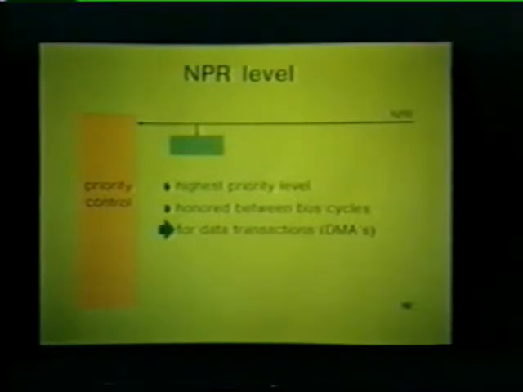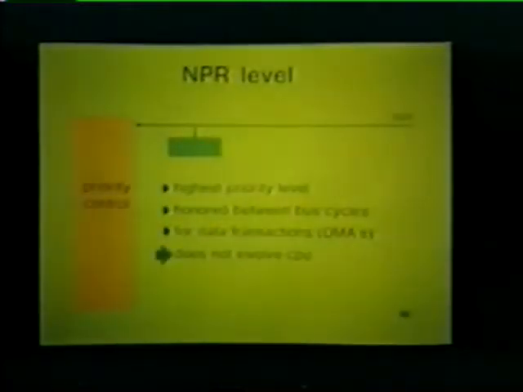In other words, some bus devices can interact with memory without help from the processor, which brings us to the final key point. The NPR level does not involve the CPU. When a device gains bus control by means of an NPR, it performs its task without processor intervention. Now, let's see how bus requests at the NPR level are honored.